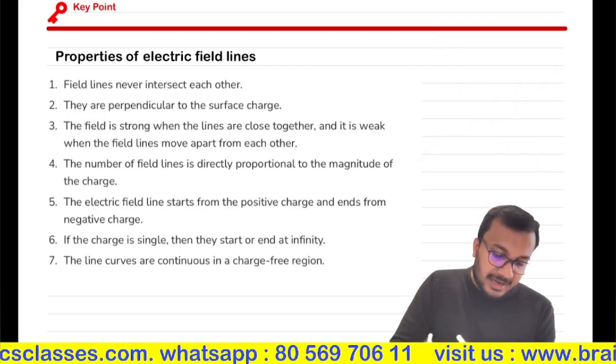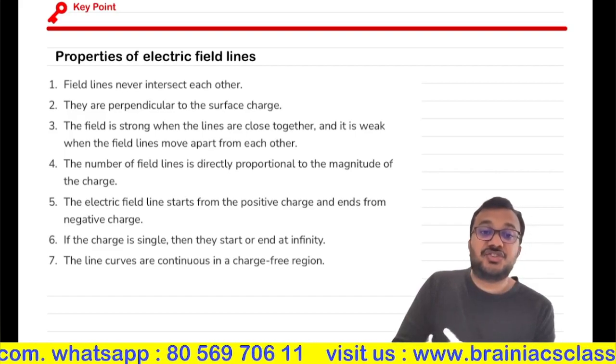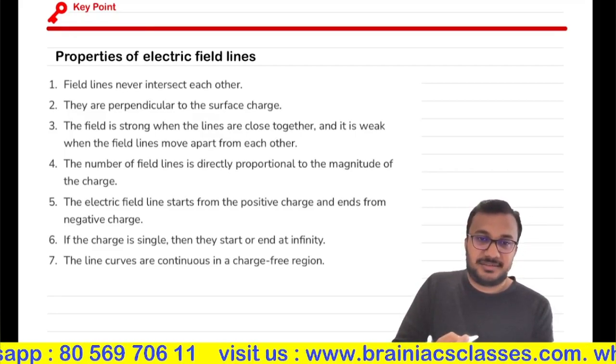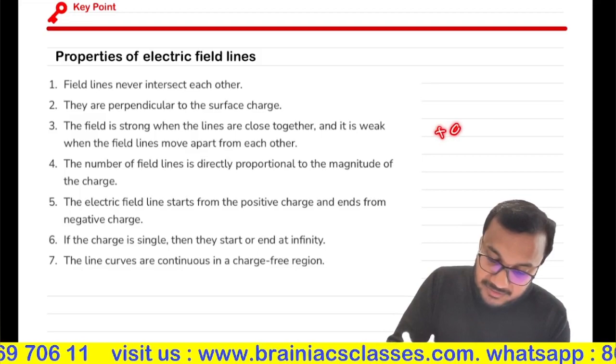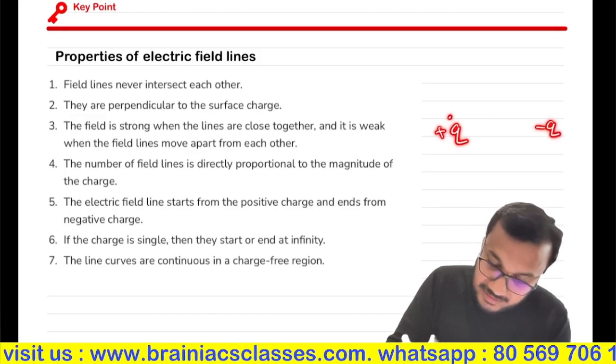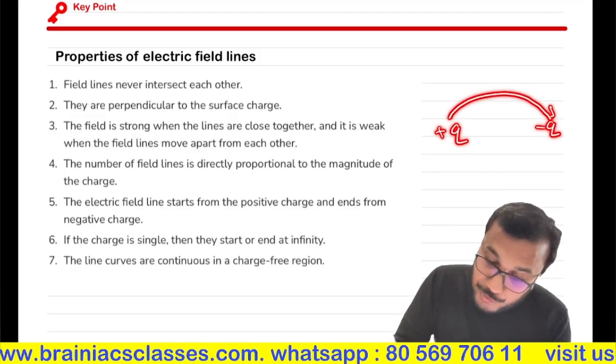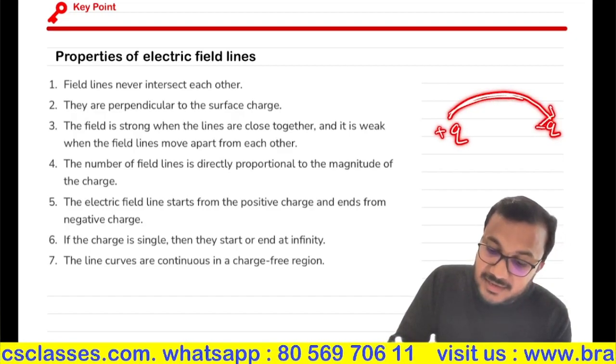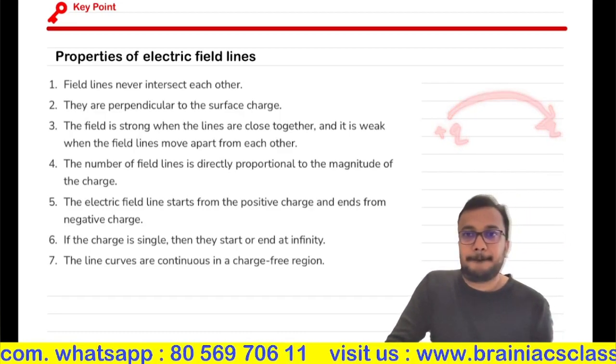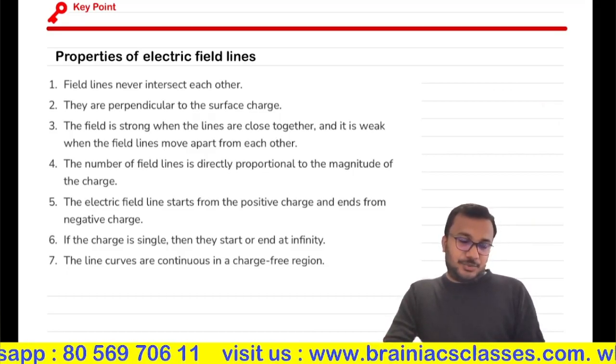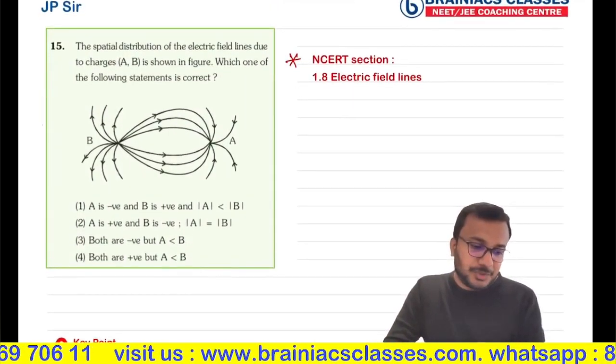Seventh point, the field lines are continuous in charge-free regions. Lines are continuous, which means with plus q and minus q, the lines are continuous. Continuous means this line. This line is called continuous. Okay, so we have understood this one. Now we'll look into our problem.